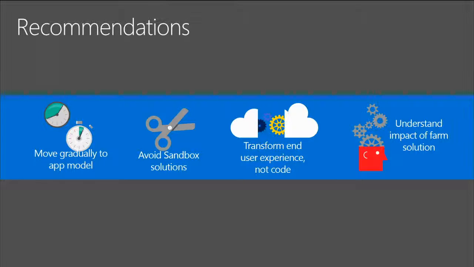And that's one of the learnings we've had. We've been helping a lot of enterprise customers move to the app model, converting their existing farm solutions. We actually don't concentrate on the farm solution itself, because the code is easy. What the code does is much more important. So what is the end-user experience? What does the code actually light up?